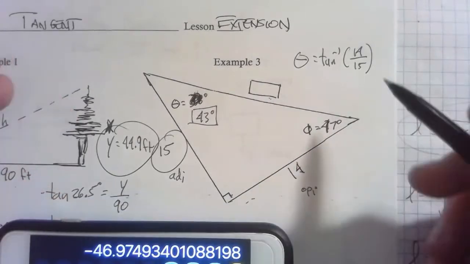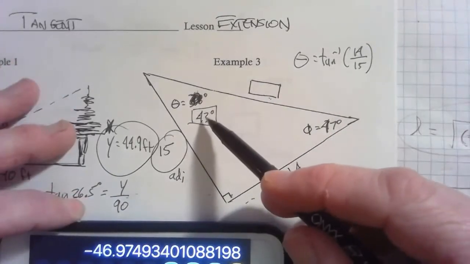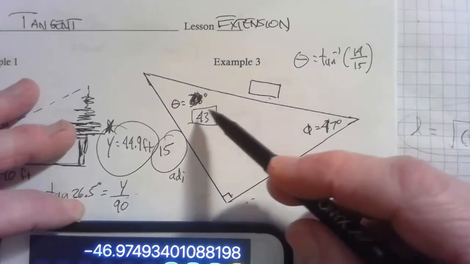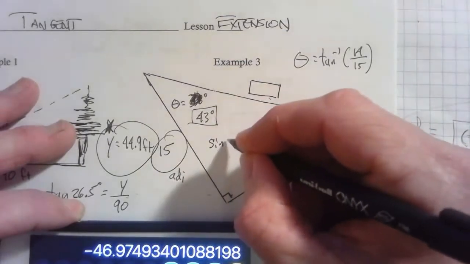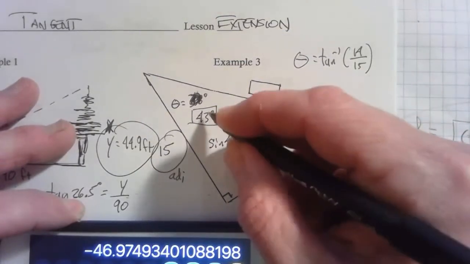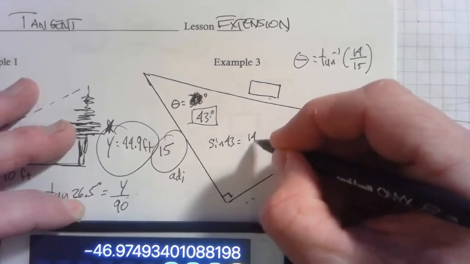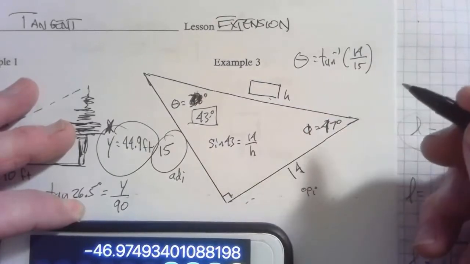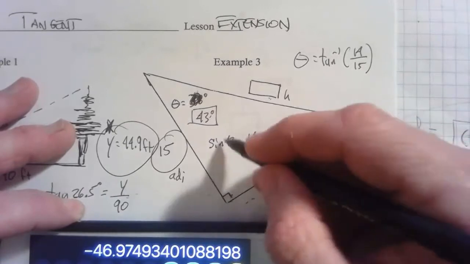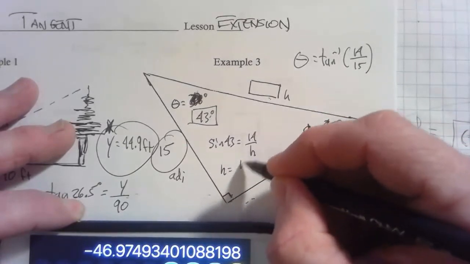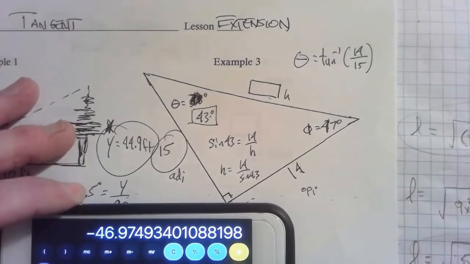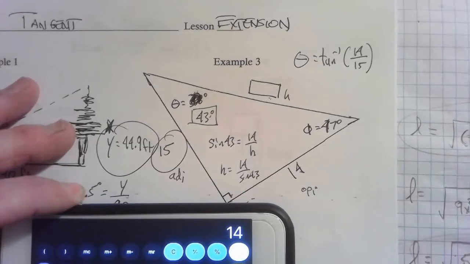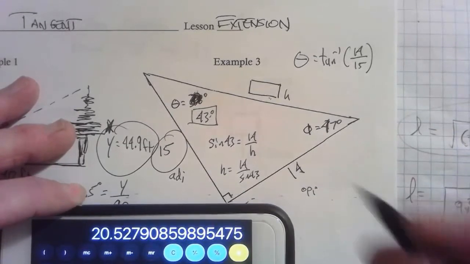Now I want the hypotenuse. You can use Pythagorean Theorem, but let's use sine for this angle right here. So I know that the sine of a 43 degree angle is going to be the opposite, 14, over the hypotenuse, but I don't know the hypotenuse. If I switch those two, the hypotenuse is going to be 14 divided by the sine of 43. So I go 14 divided by, I type 43, hit sine, not second sine, sine, hit equals.